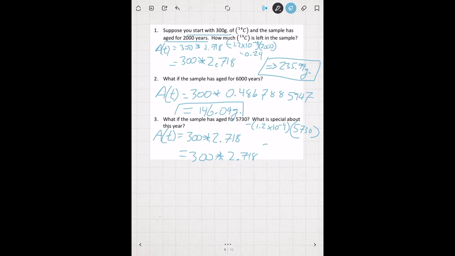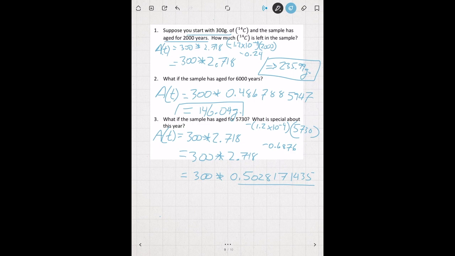I'm getting negative 0.6876. Now let's take 2.718 and let's raise it to that power. I'm getting 300 times 0.5028171435. I like to use a lot of decimals here.